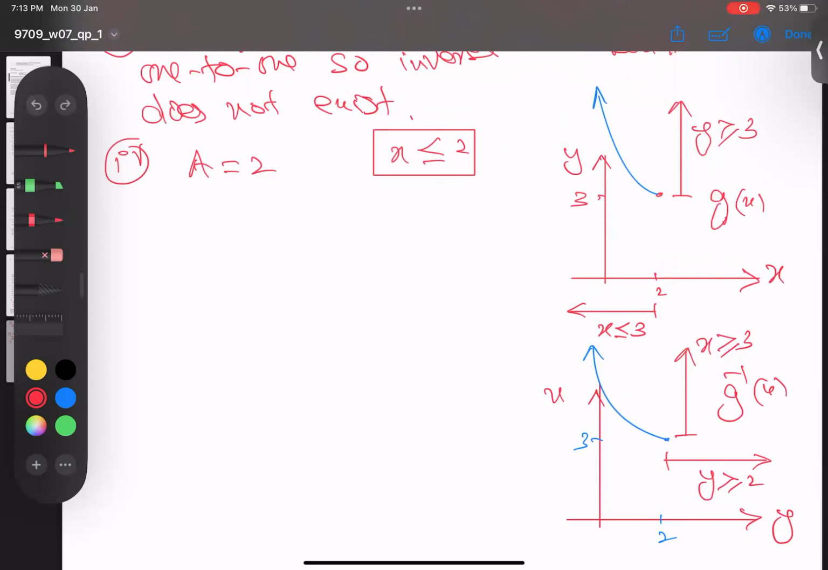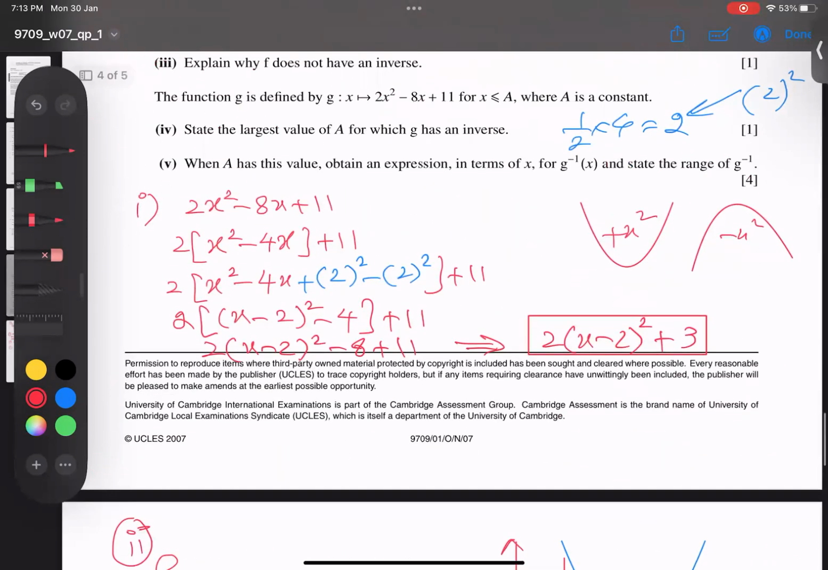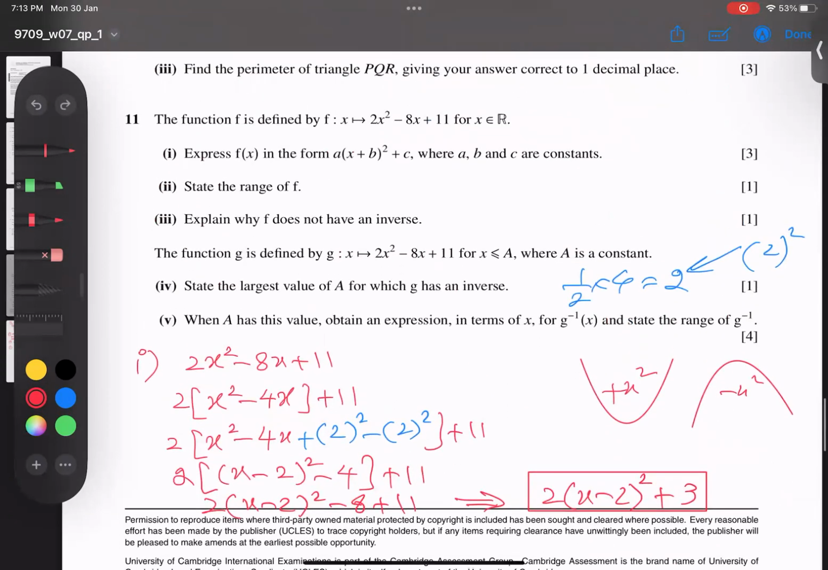Okay, so this diagram is very clear. Now I'm going for part number 5. Can you find the inverse of this function? No way, sir. Why? Because I have two x terms and both powers are different. We can't do it.